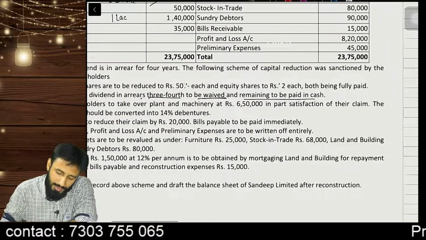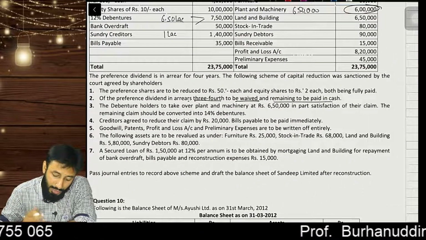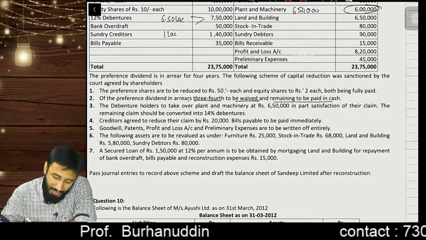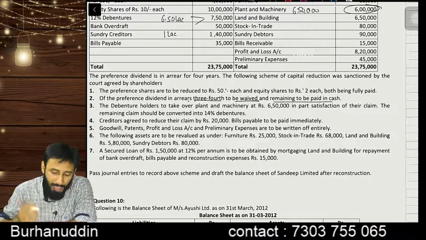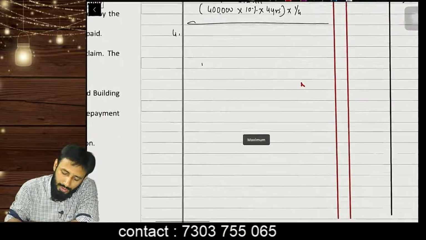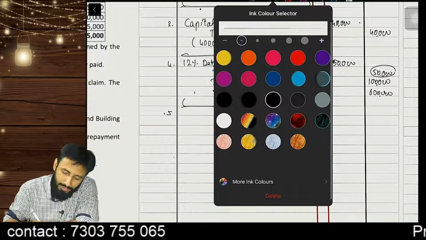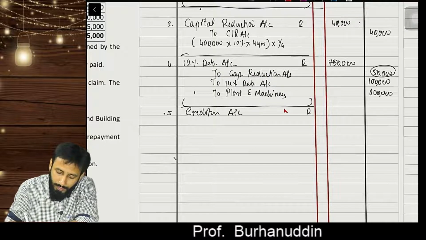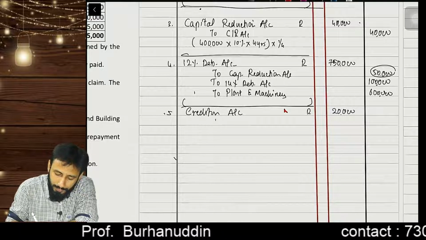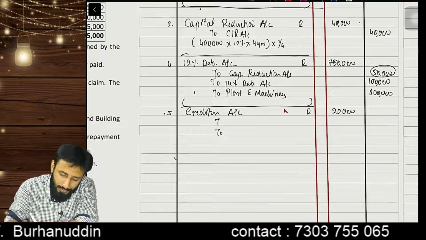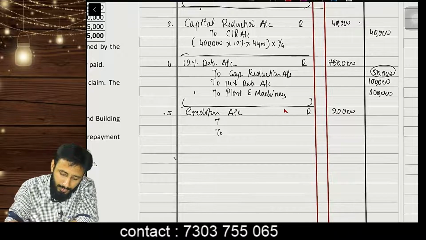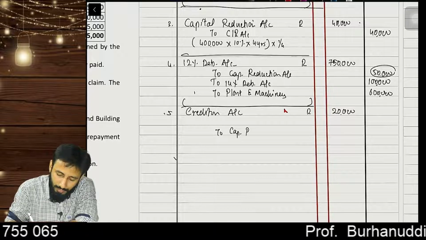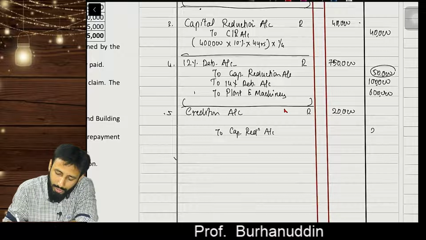Next, goodwill, they have creditors agree to reduce their claim by 20,000 and bills payable are to be paid immediately, guys. So I am getting rid of creditors by 20,000. So creditors account debit 20,000 to capital reduction 20,000.